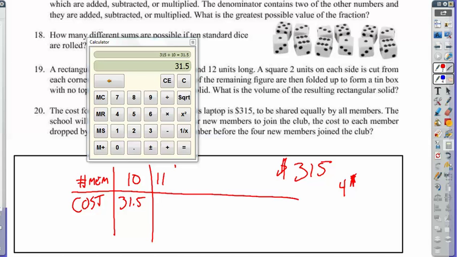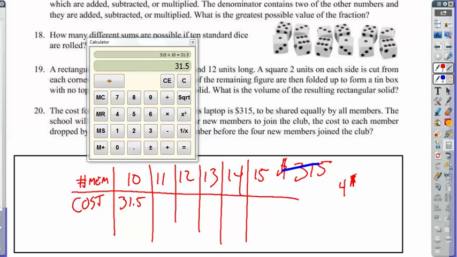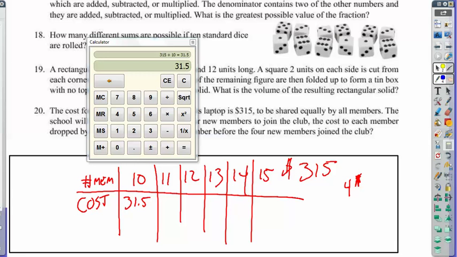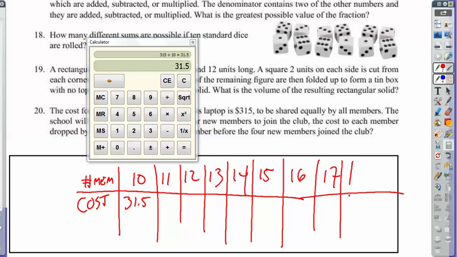So 11, 12, 13, 14, 15. That's not what I wanted. So I'm just going to erase that. And I just arbitrarily started at 10. 16, 17, 18, 19, 20. All right.